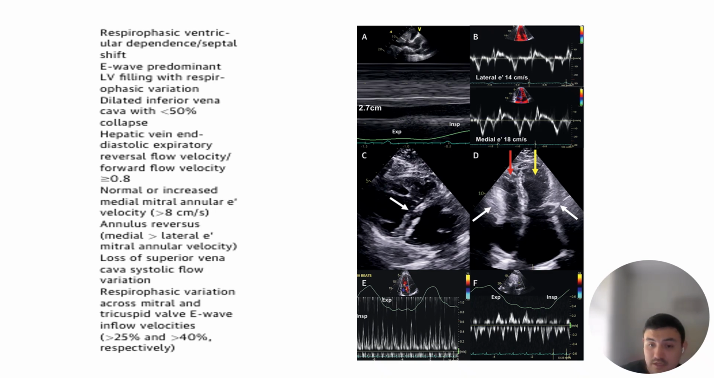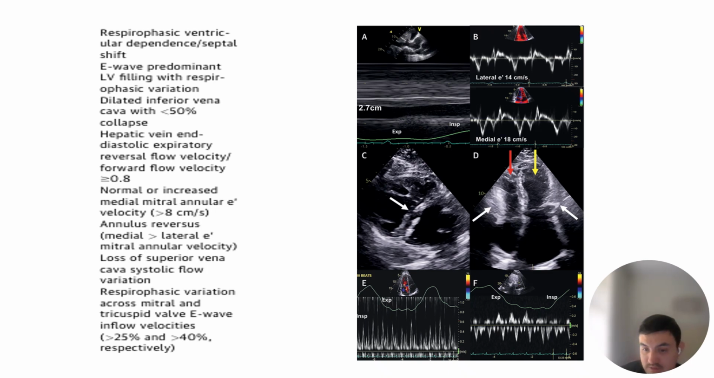Then respiratory variation. Why is that? Inspiration, blood goes to the right side, septum shifts to the left side. So the mitral valve E velocity, the filling velocity, is going to change more than 25%. When you have expiration, more blood to the left side, septum shifts to the right side, more than 40% change in the tricuspid valve. Remember, in cardiac tamponade it was higher than that, 30 and 60%.